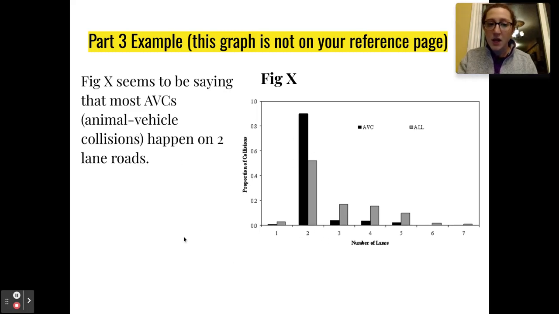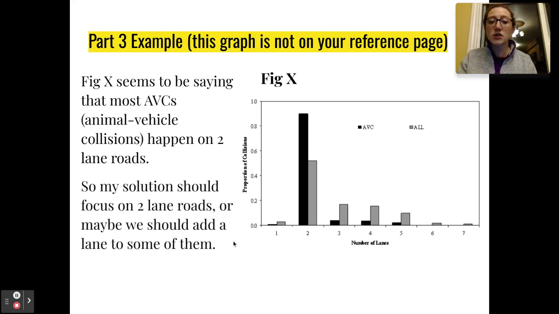All right. So my solution should focus on 2-lane roads, or maybe we should add a lane to some of them. By doing this, I'm showing the teacher that I understand how to read this figure. I understand the important information, and I know how to apply that to some solutions. So either some of the solutions I already came up with, or I'm thinking about how it might inform my final solution that I come up with in step 5. So you'll do that for 2 of the graphs that you see on that reference page.